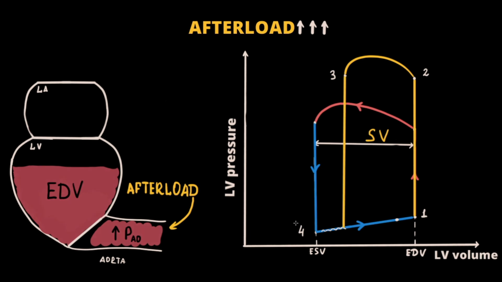The stroke volume is the width of the graph, so if the stroke volume decreases, the graph becomes narrower and more blood remains in the left ventricle after ejection. As a result, end-systolic volume increases.